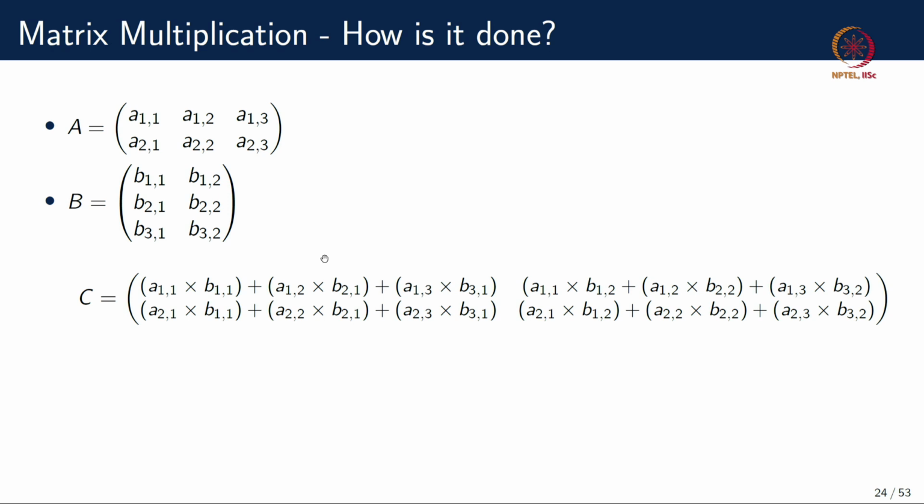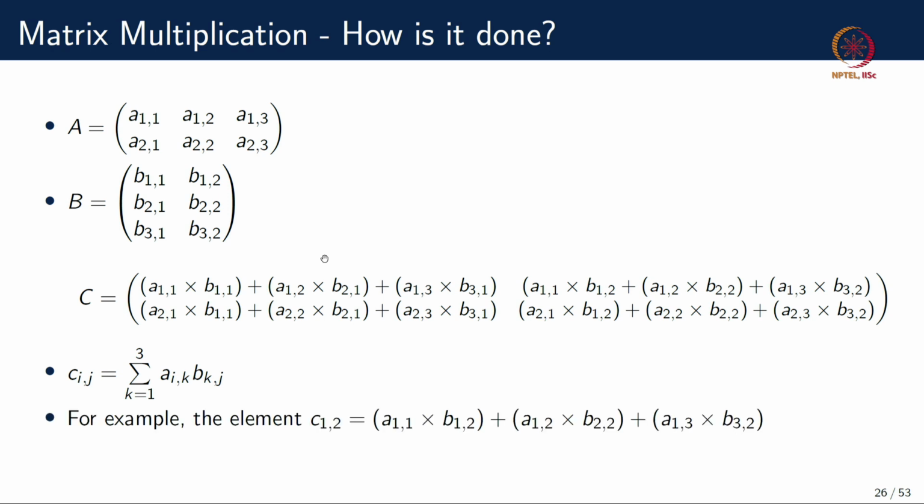For example, C11 is the sum of products of first row elements of A with the first column elements of B. We can generalize as Cij is equal to the sum of Aik into Bkj, k being 1 to 3. C12 is obtained as A11 into B12 plus A12 into B22 plus A13 into B32. C12 is equal to the sum of products of elements of the first row of A with the second column elements of B.